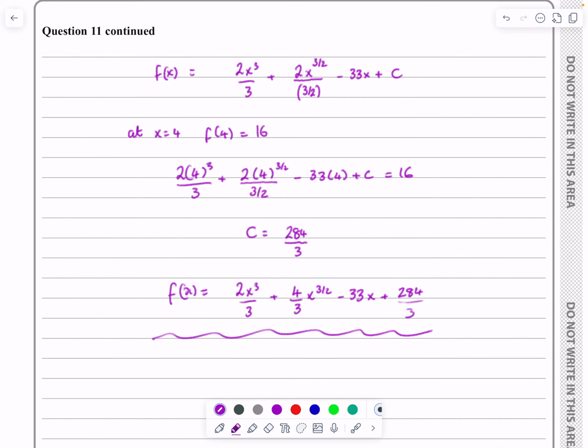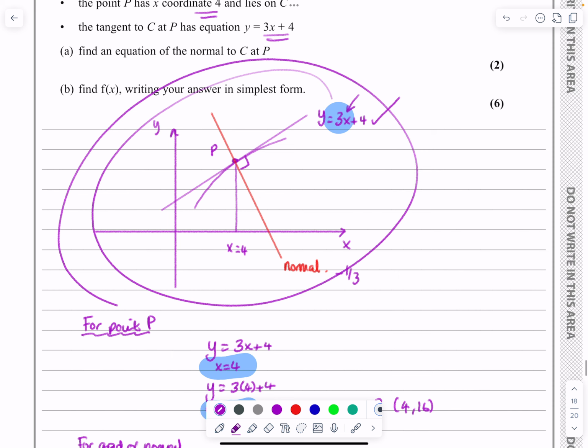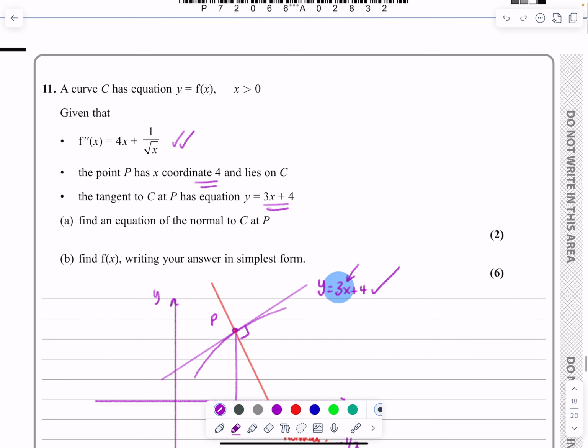So, really not too bad for question 11 there. I think that's a reasonable question. Certainly made a lot easier once you have a little sketch drawn out there. Otherwise, I think it's really difficult to see what's going on. But hopefully, that all makes sense to you.